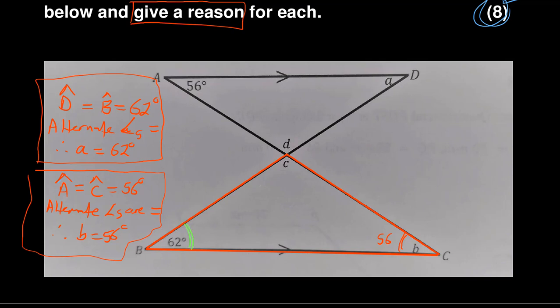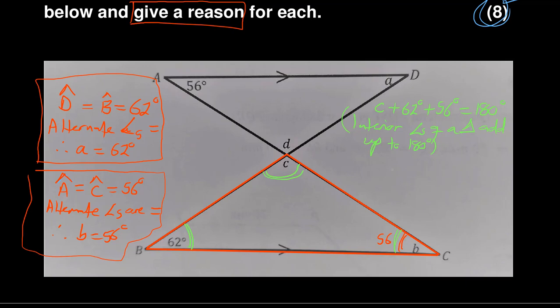It means if I add this and I add that and I add that, I must get 180 degrees. So if I say C plus 62 degrees plus 56 degrees, I must get 180 degrees. And the reason is interior angles of a triangle add up to 180 degrees. That's the reason that they wanted you to give, to say sum of the interior angles in a triangle add up to 180 degrees.